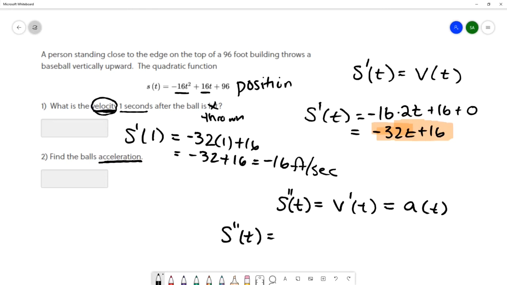The derivative of negative 32t is negative 32. The derivative of 16 is 0. So we have the ball's acceleration being negative 32. And the units on that will be feet per second squared. And this happens to be the acceleration due to gravity.